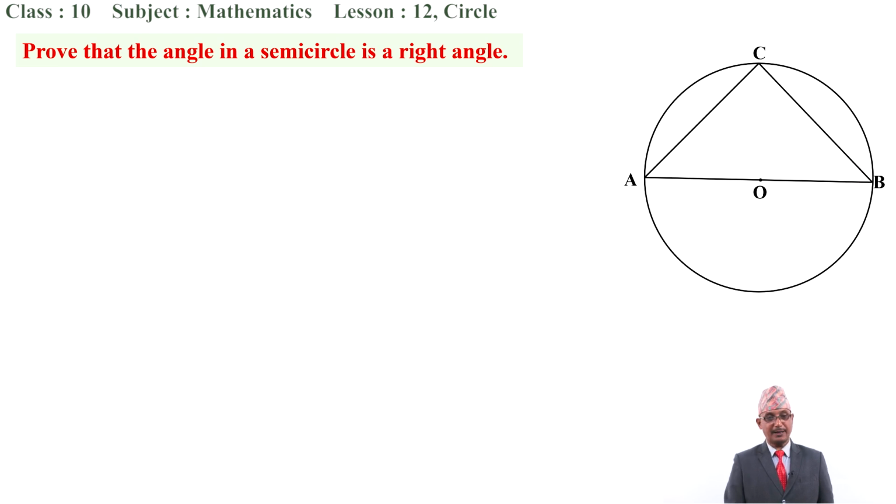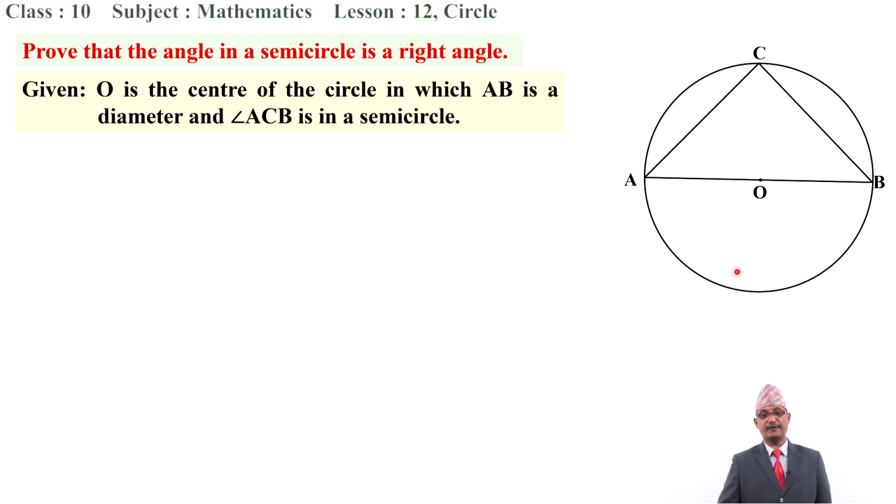Now firstly we describe the figure. O is the center of the circle in which AB is a diameter. You can see why we have drawn the diameter? To divide a circle into two semicircles. Then which angle is in the semicircle? Angle ACB is in the semicircle. Now what do we have to prove? Angle in a semicircle is a right angle. Which angle is in the semicircle? Angle ACB. So angle ACB equals to what do we write? 90 degree. Yes.